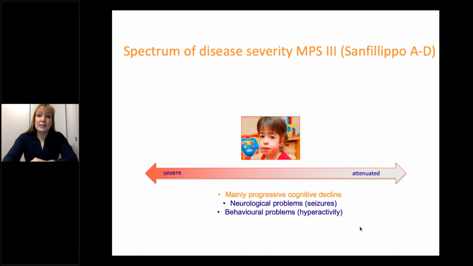I told you already, Sanfilippo syndrome, or MPS 3, is a group of 4 different enzyme deficiencies that have mainly progressive cognitive decline in childhood. So there is so far no treatment available, but there are some clinical trials on the way, and they have neurological problems, seizures, behavior problems.